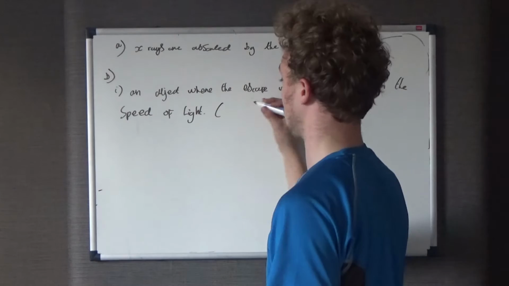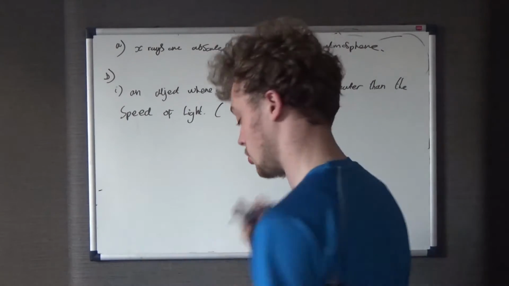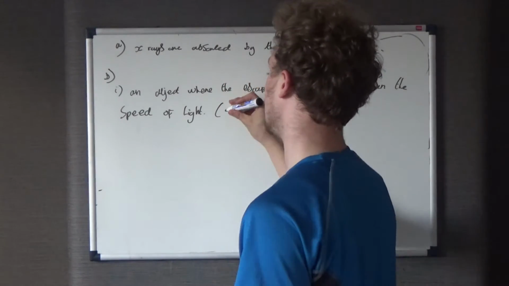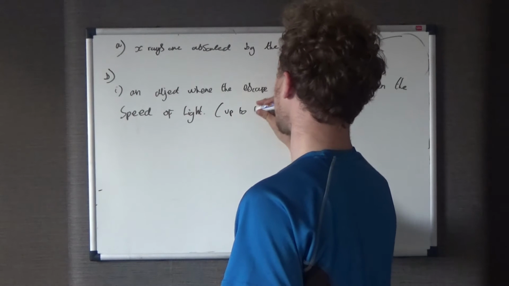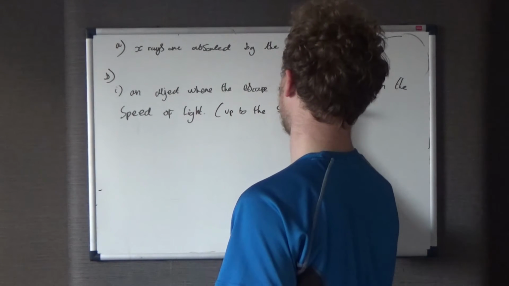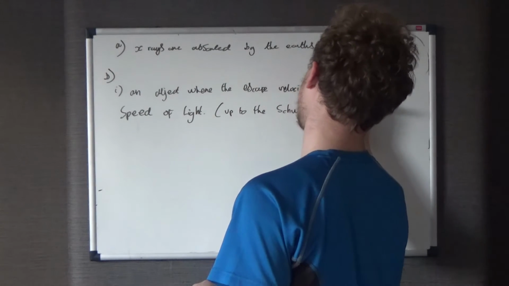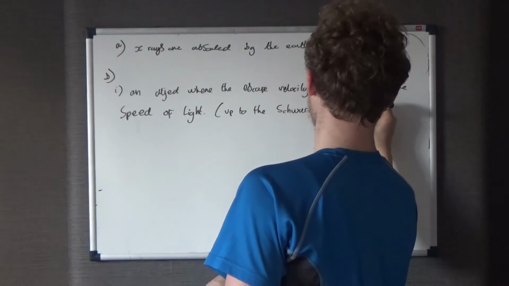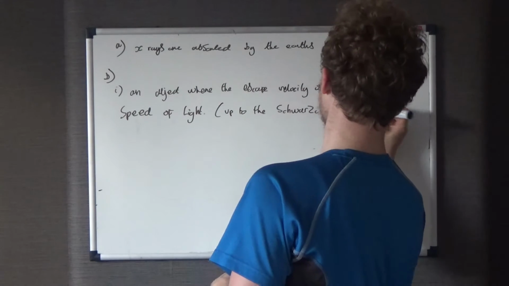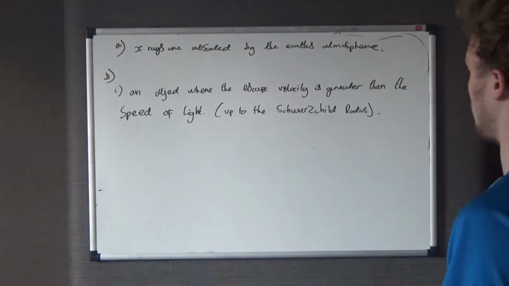As I say, I'm just going to put in brackets, you could add on just to make sure you doubly get that mark, up to the Schwarzschild radius. Okay, so that's B part 1.